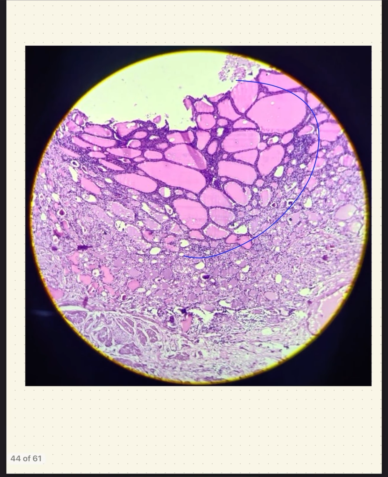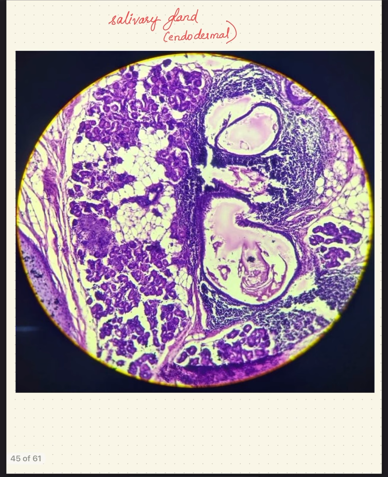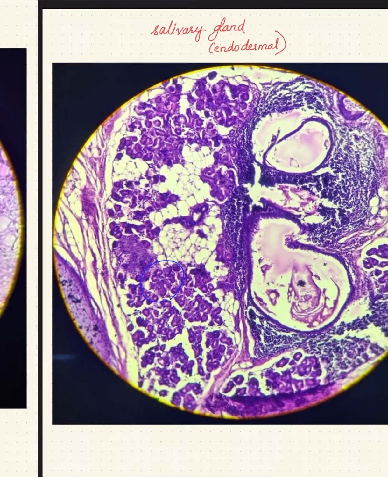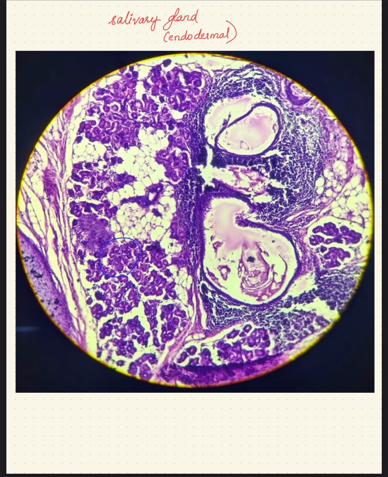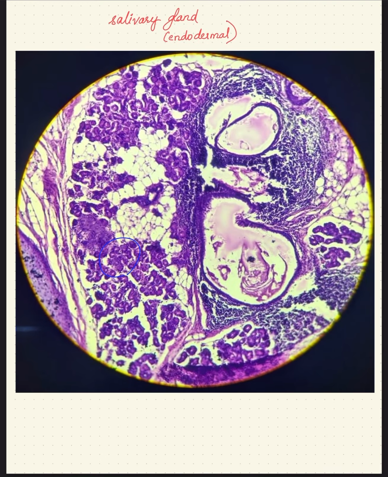This is the high power view of the thyroid tissue. These are the follicles filled up with thyroglobulin, colloid material. This is the salivary gland. Salivary glands you identify by the typical staining. It is darkly stained, intensely stained comparatively. Sebaceous glands are not that intensely stained, but salivary glands are intensely stained. Typical staining pattern. This is of endodermal origin.